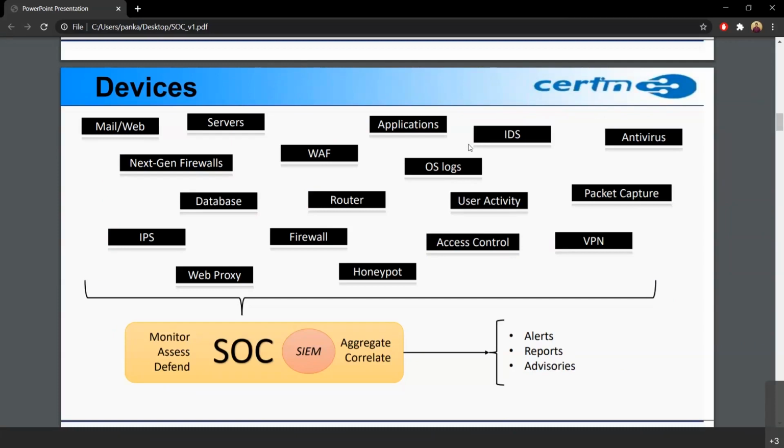So the heart of a SOC is a SIEM tool. SIEM is basically a security information and event management tool. We will discuss this later. A SOC generates some alerts, some reports, and some advisories.